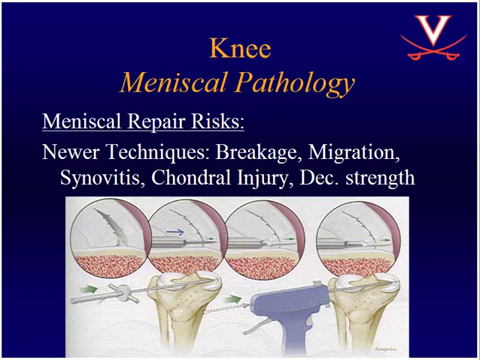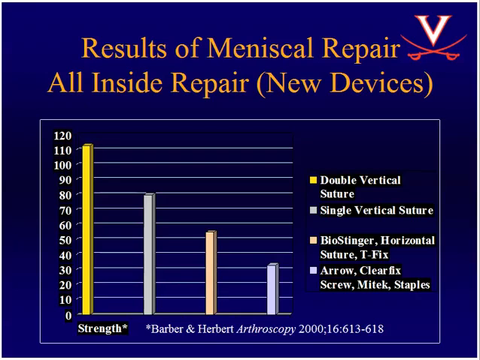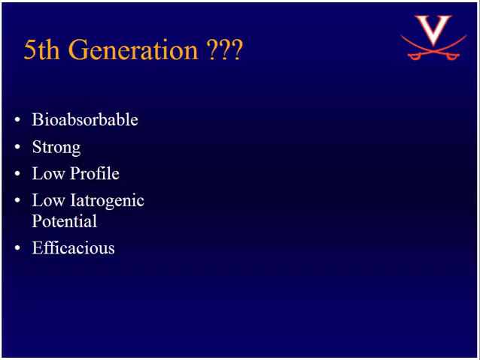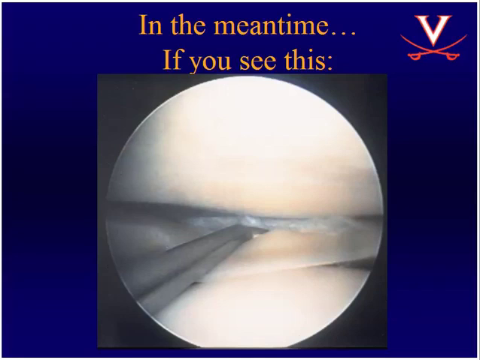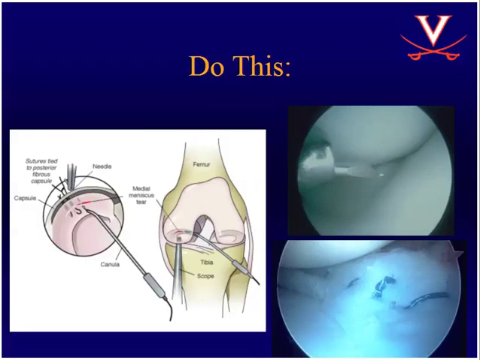They can break, they can migrate, they can cause chondral injury, which is the most severe, and they're not as strong. The strongest device is the double vertical or single vertical mattress suture because it captures those longitudinal fibers. Well, what about a device that's bioabsorbable, strong, low profile, and efficacious? It doesn't exist yet, and therefore vertical mattress sutures are still the best way to go. So from your board standpoint, 2005, if you have a chance to repair meniscus on the boards, I recommend you do it with vertical mattress sutures.